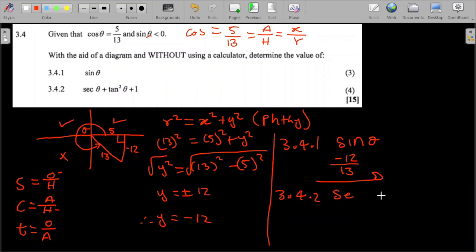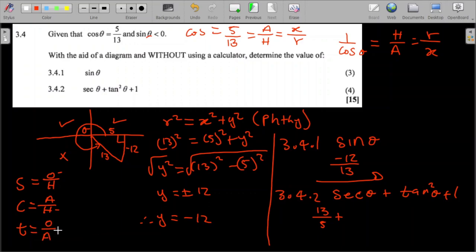Going to 3.4.2, they're asking me to find sec theta plus tan squared theta plus 1. What is very important here is to remember what sec is. Sec is 1 over cos theta. The normal cos is adjacent over hypotenuse, so this one is going to be hypotenuse over adjacent, which is r over x. This is very important because it's the reciprocal of cos. The other terms are just normal. So what is my r? In this case, my r is 13, so it's 13 all over x. What is my x? It's 5.